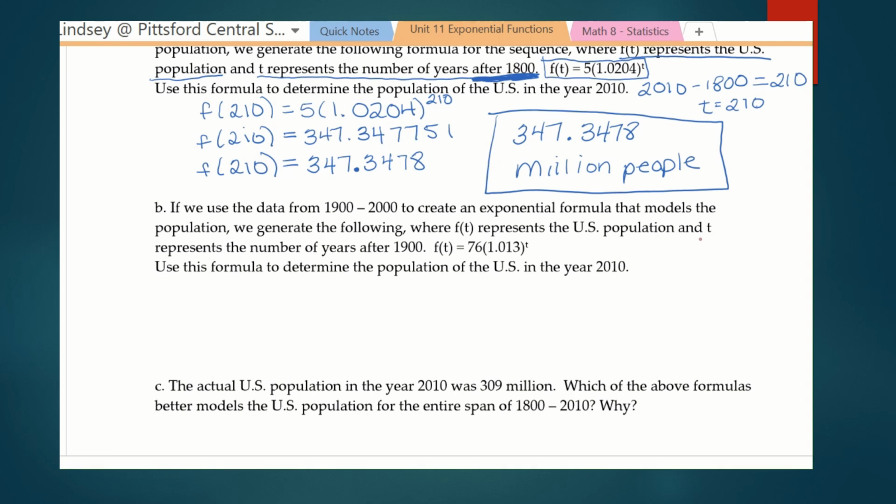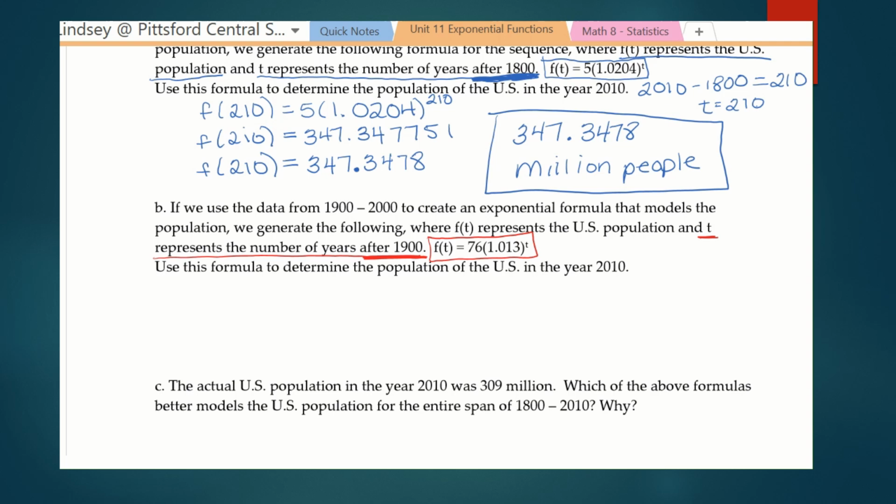Okay, so this one's a little different. T now represents the number of years after 1900. So we're actually not using the data from the year 1800 at all when it comes to this particular function. We're only focusing on the data from the year 1900 and 2000. And here is the function that is produced.